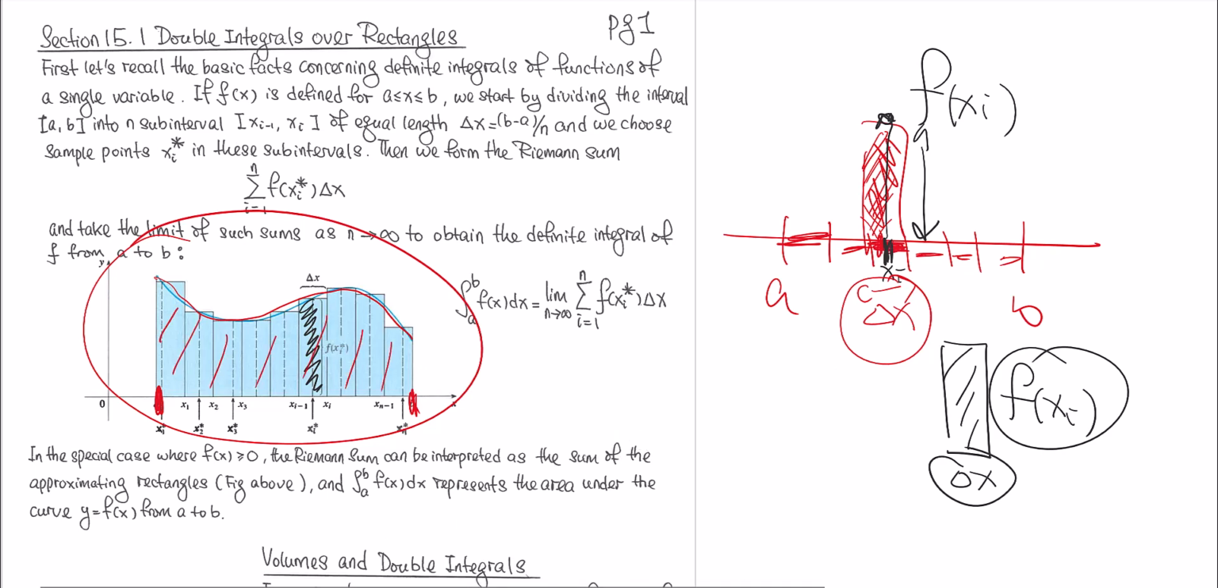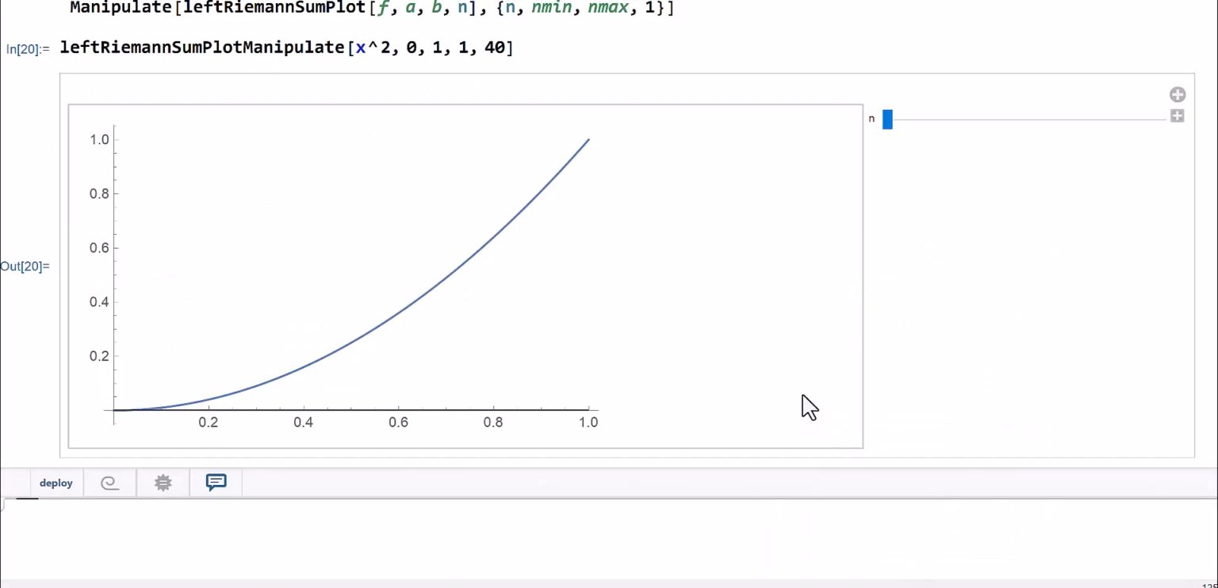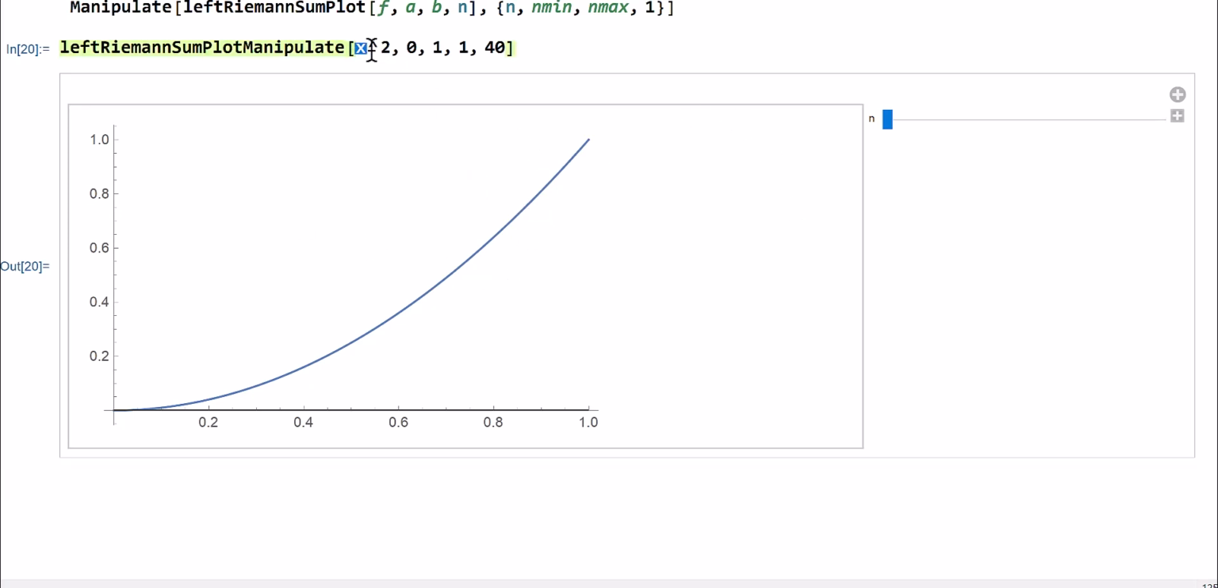I'm going to give you a very quick look, since you've seen this before, at this on Mathematica here. Hopefully this can help a little bit to remind you how this is done. So I have a function y equal to x squared, very straightforward. I want to find the area under x squared on the interval from 0 to 1. So I set up my first rectangle.